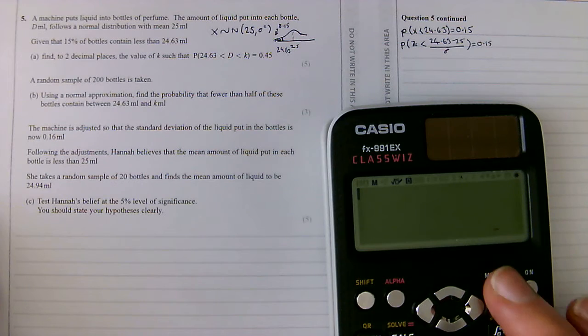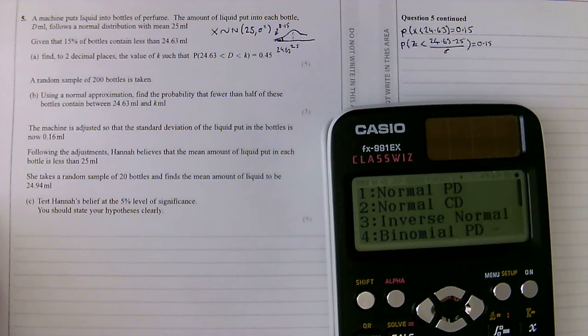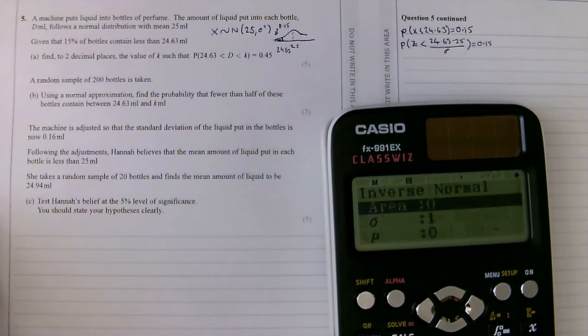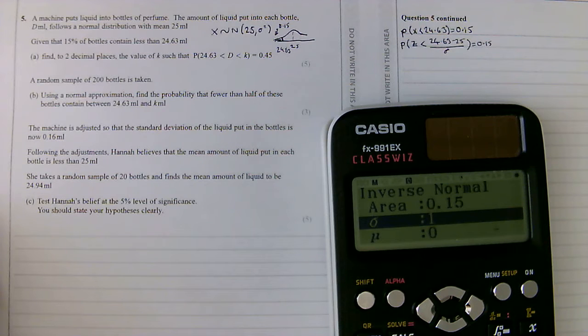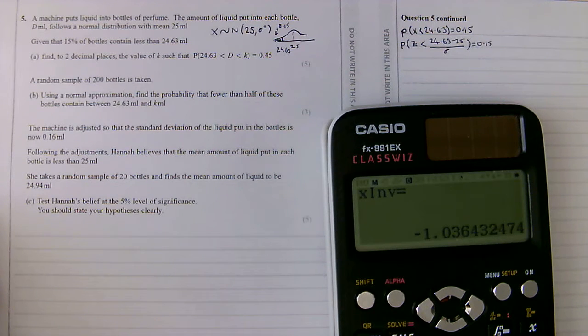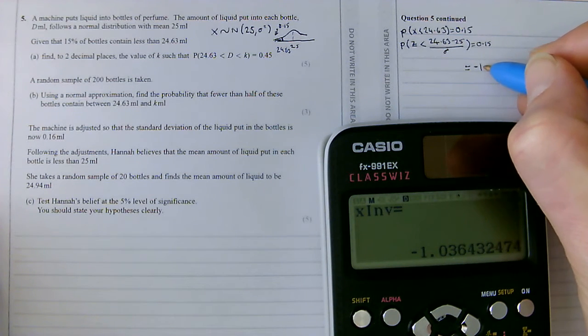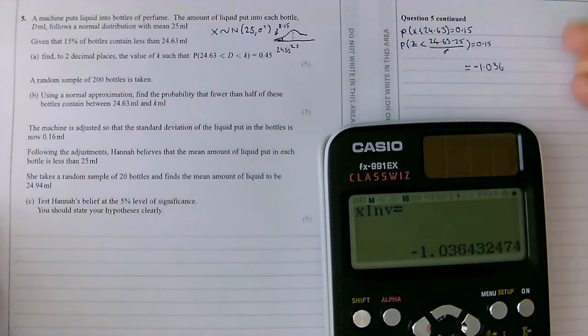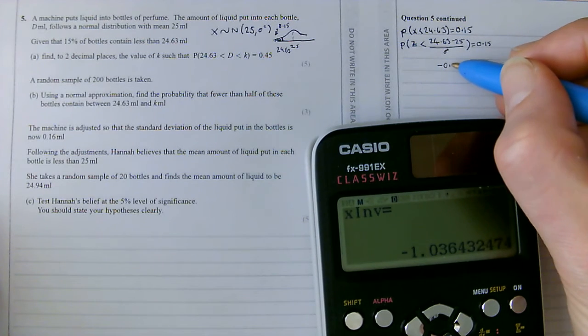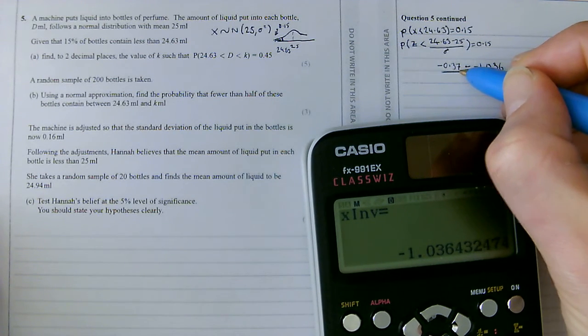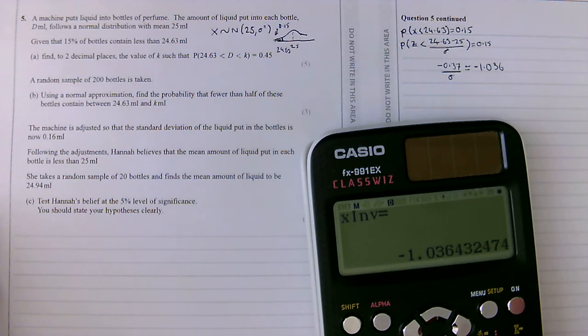I'm going to do menu 7 for my distributions. I know that the probability is 0.15, so I've got an area of 0.15. It's my standard normal, so sigma is 1, mu is 0, which is what the calculator defaults to, and it gives me minus 1.036. I'm going to just store that in my memory. So I can say now that's minus 1.036, and 24.63 minus 25 is minus 0.37 over sigma. Rearranging that, I've got minus 0.37 divided by my answer.